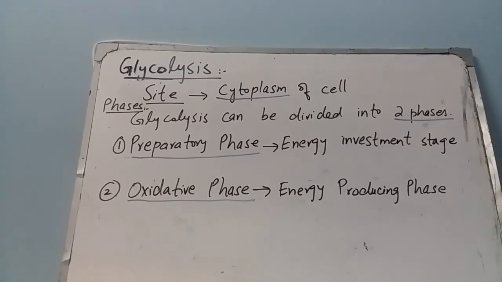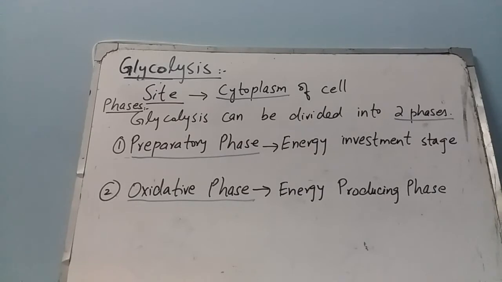And next, the phases of glycolysis. Glycolysis can be divided into two phases. The first one is preparatory phase and the second one is oxidative phase. The first one, preparatory phase, is the energy investment stage. In this phase, the phosphorylation of glucose molecule takes place by the consumption of 2 ATP molecules from the cytoplasm.